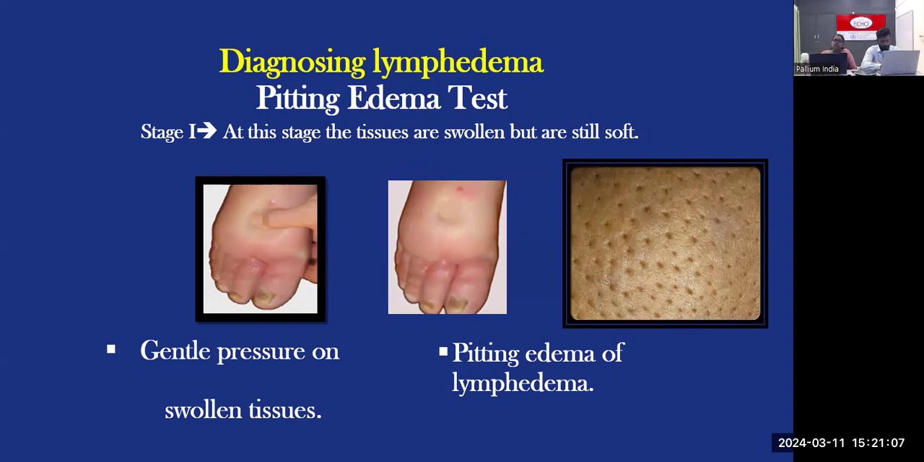Stage 1 is the pitting edema stage. Pitting edema looks like orange peel skin. If you apply your finger pressure on that area, you can see your finger point on that area. That is stage 1. If you see a patient with stage 1 lymphedema, you can manage easily.